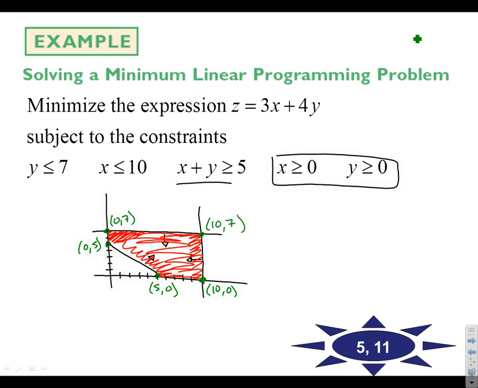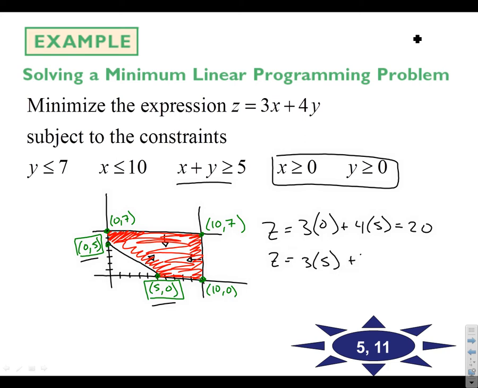And we're going to minimize this expression. All right, so pretty good guess that it's going to be one of these because it's the smallest value. So let's go back to our objective function. Z equals 3 times, let's try this equation first. 0 plus 4 times 5, that's 20. Let's check this equation. And here, z equals 3 times 5. This is going to be smaller. 4 times 0, that's 15.